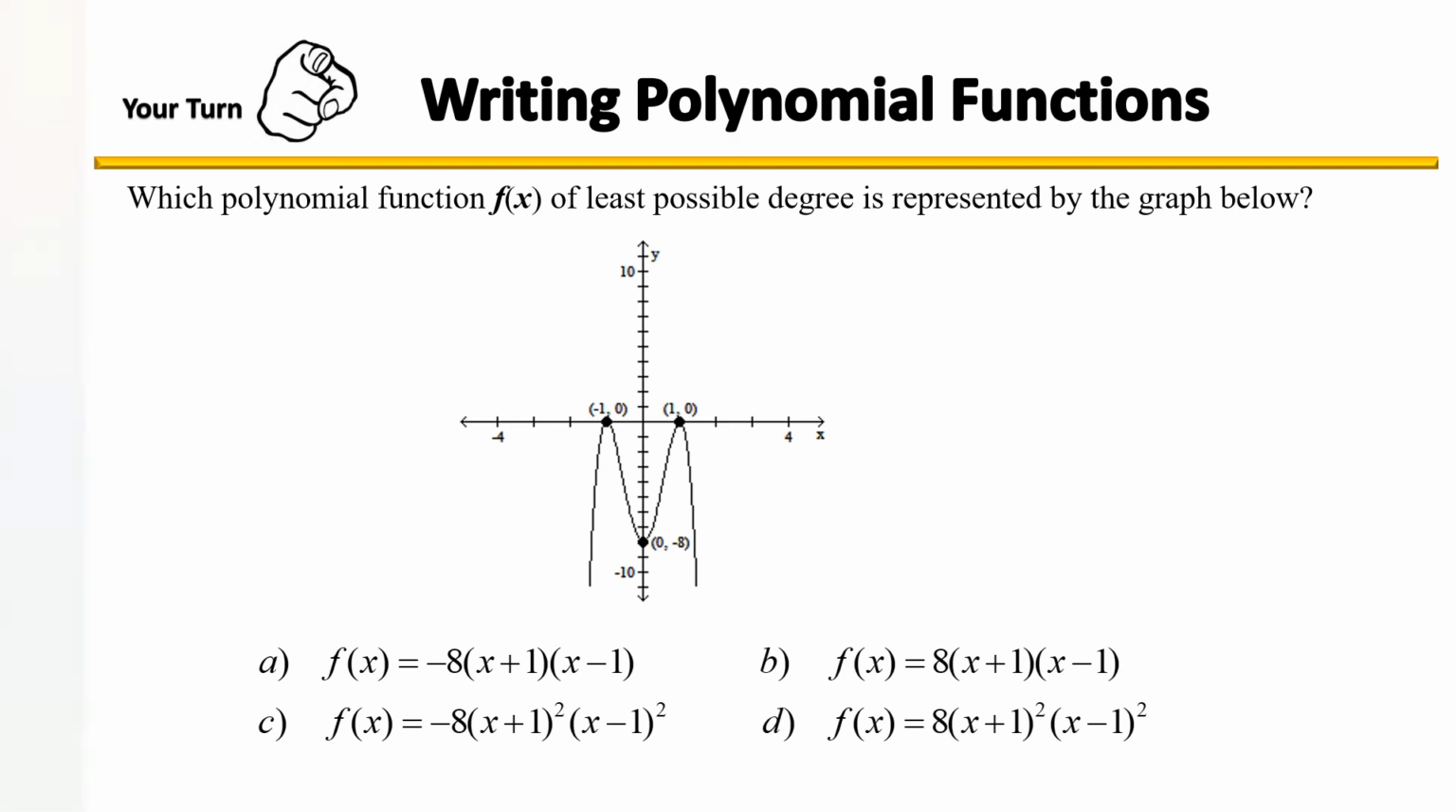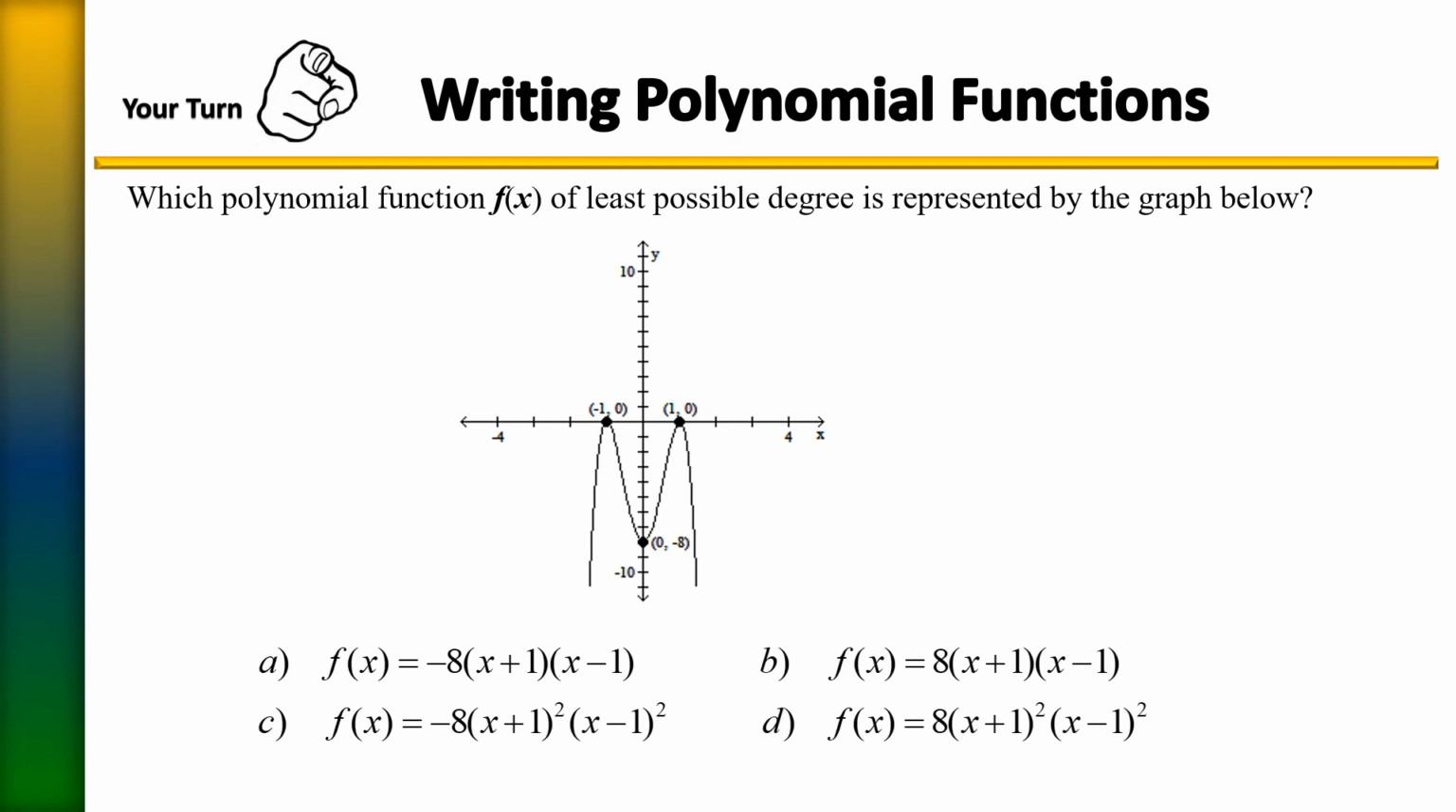Okay, your turn. I want you to determine which polynomial of least degree possible is represented by the graph below. So take a look at all the characteristics of a polynomial function and what's going on there. Identify your linear factors, and the end behavior. Use everything you know to identify the graph. So go ahead and pause the video, and then you can start it back up when you're ready.